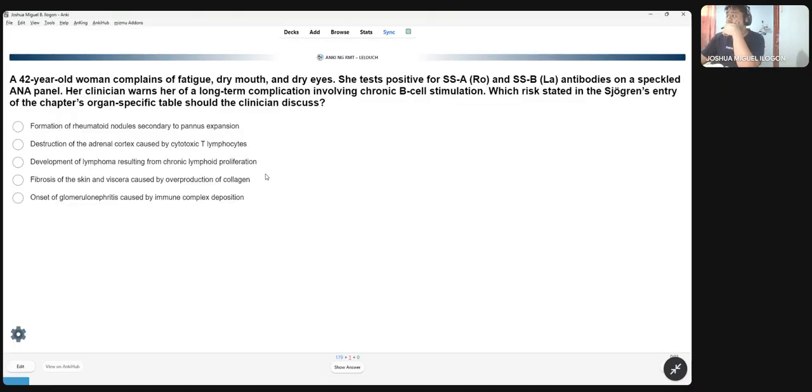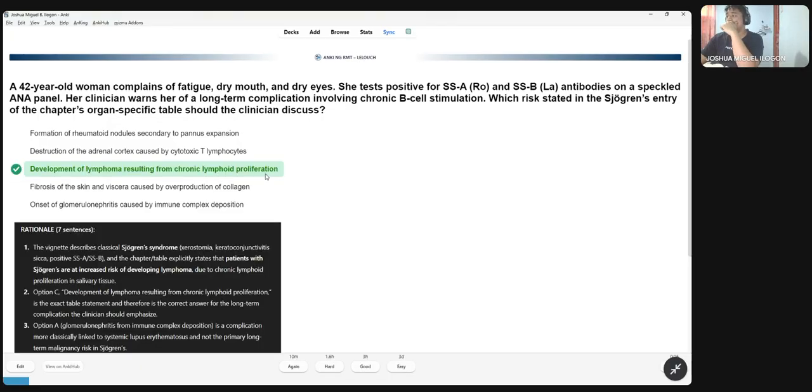Okay, a 42-year-old woman with fatigue and dry mouth tests positive for SSA/Ro and SSB/La. Okay, speckled ANA panel. Chronic B cell infection. Sjogren's increases the risk of lymphoma. Why is Sjogren not here, bro?